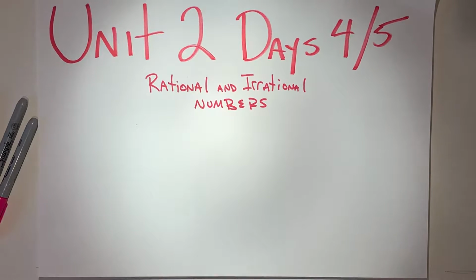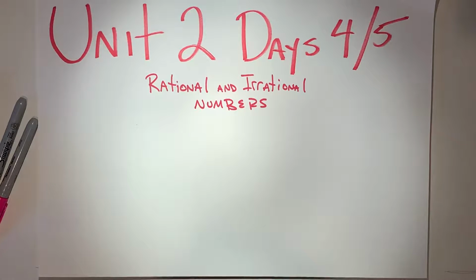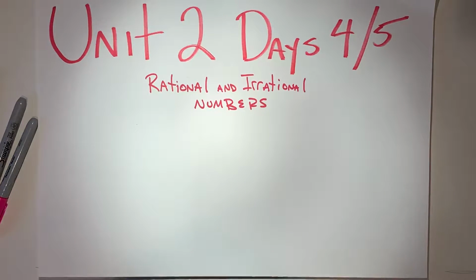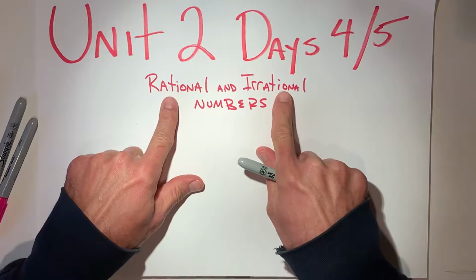The last video for our first week on computation and unit number 2 is going to cover days 4 and 5, the difference between and what are rational and irrational numbers. Now I have some charts made up here. First, to describe what rational and irrational numbers are, let's be very clear.